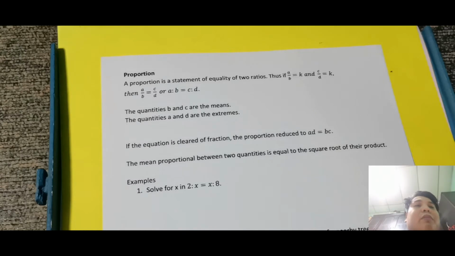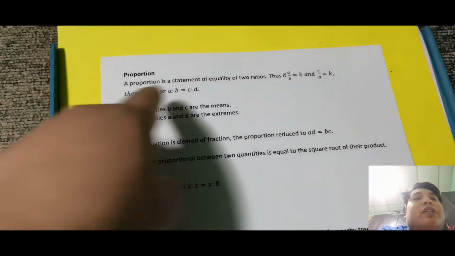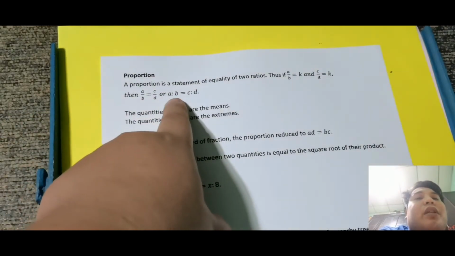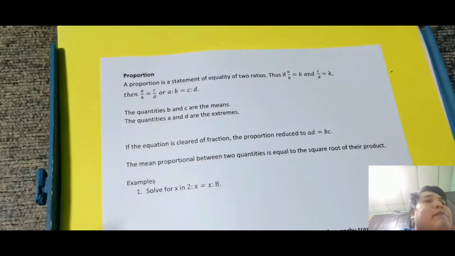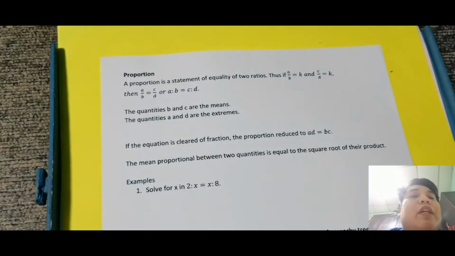Thus, if A over B is equal to K and C over D is equal to K, then A over B is equal to C over D. Or, in terms of ratio, that is A is to B is equal to C is to D. Okay, so yan yung ibig sabihin ng ating proportion.